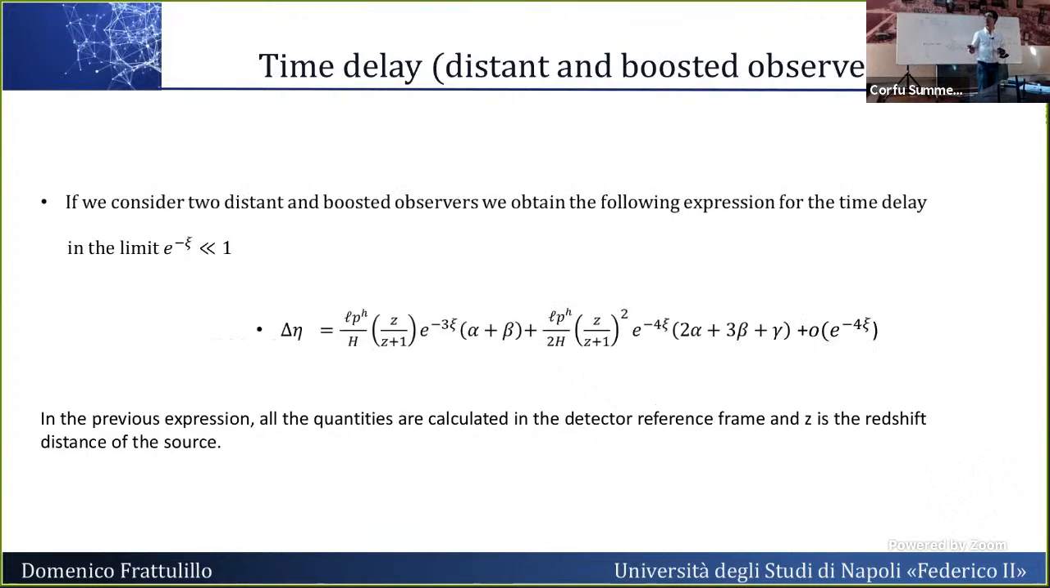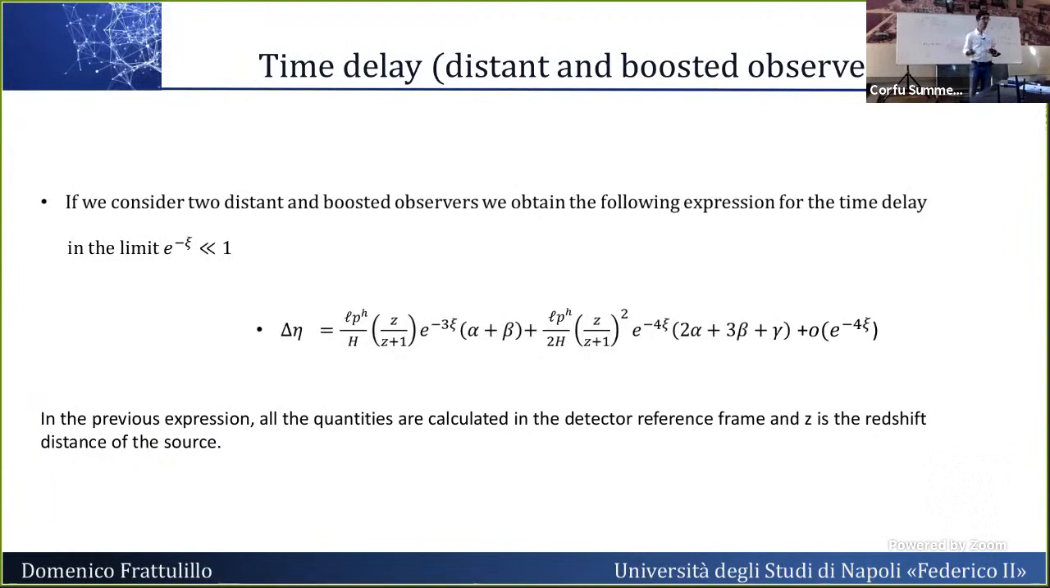And now we are ready to present the result for the time delay when we consider two observers that are distant and boosted. And I have presented the result in the limit e to the minus xi much smaller than 1, because we suppose that the GRBs, which are the main sources used to test these kinds of models, are largely boosted. And so e to the minus xi is much smaller than 1, and so this is a good approximation. And so the result that I have found is the following one.